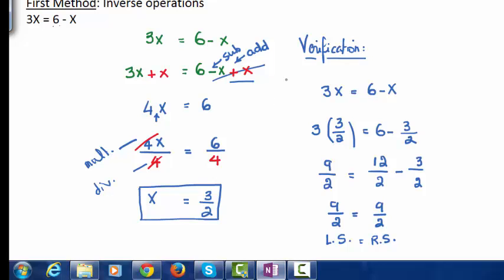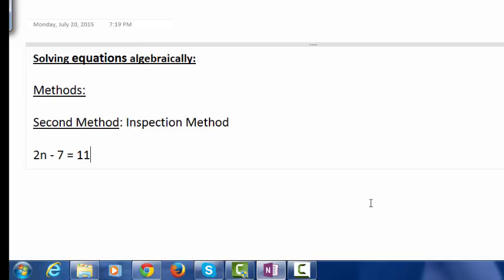But don't forget, whatever you do on the right side, you have to do on the left side, or whatever you do on the left side, you have to do on the right side. So this was the inverse operation. The second method, we call it inspection method.